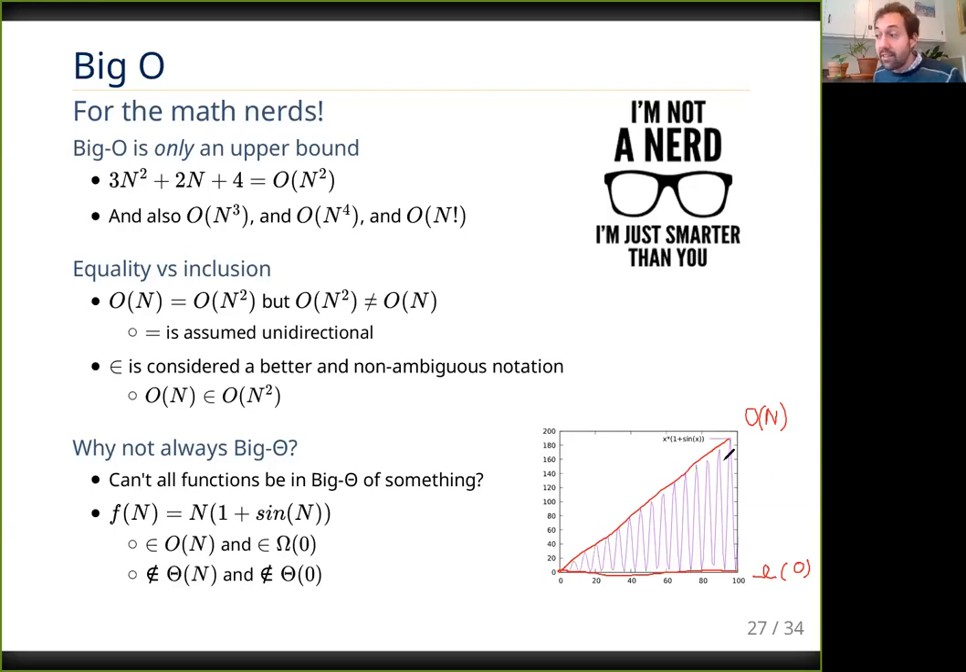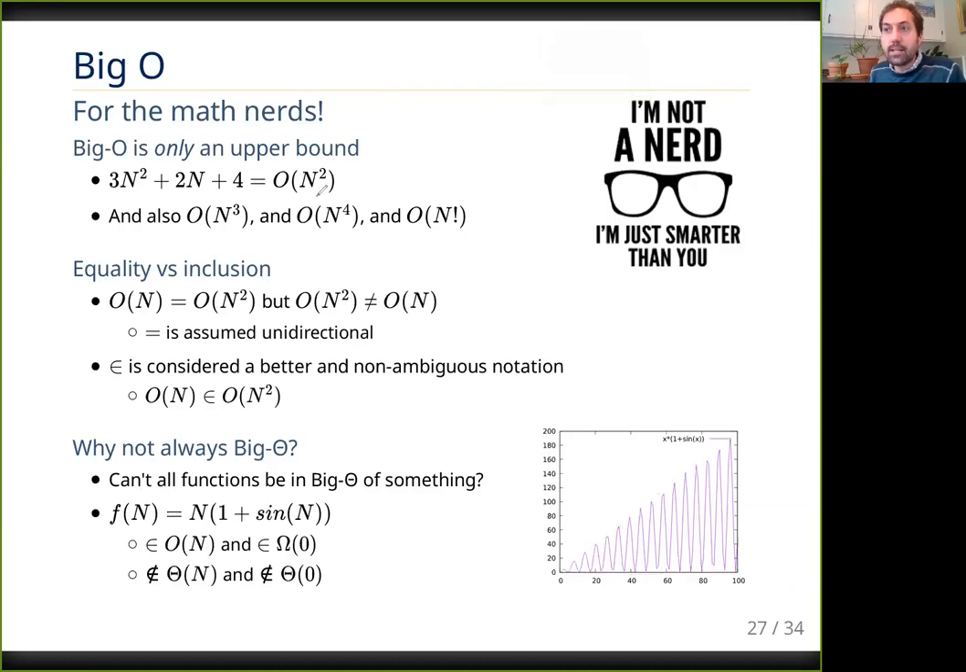And so for that function in particular, you cannot find a big theta to just express the curve with only one symbol. So that's why big theta, although you can try to use it as much as possible when it's applicable, it's not always applicable.